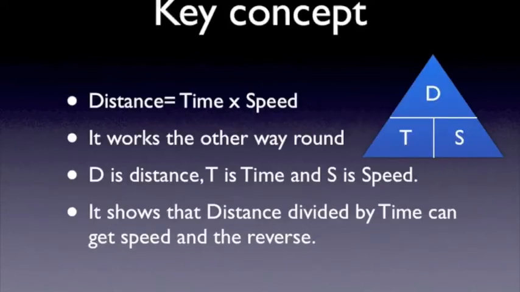Lee leaves Estate A. Key concept: distance equals time times speed. It works the other way around. In the triangle, D is distance, T is time, and S is speed. It shows that distance divided by time gives speed, and the reverse also works.